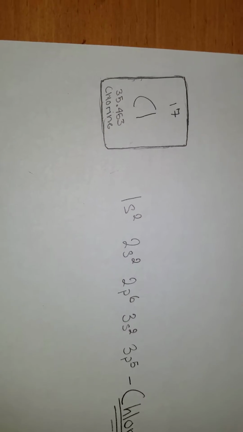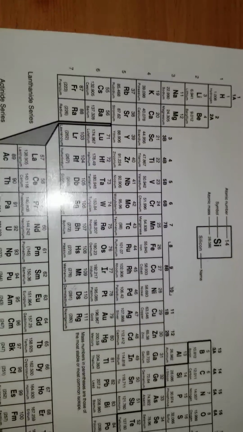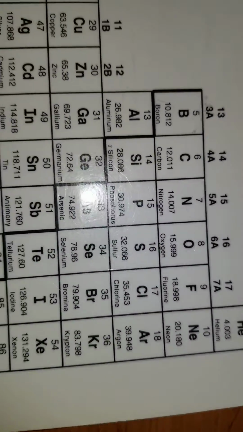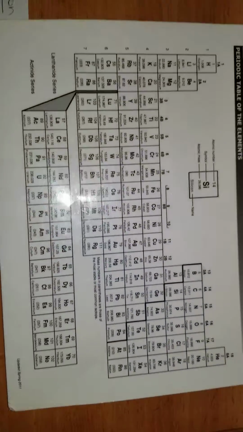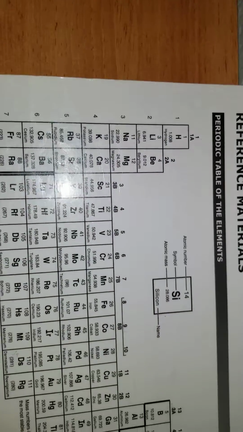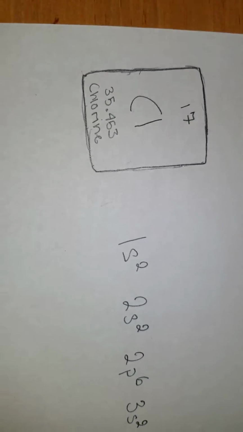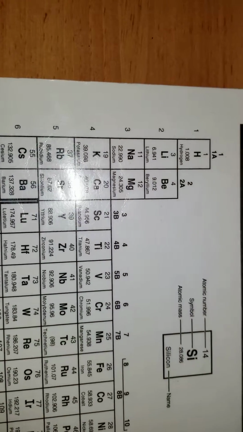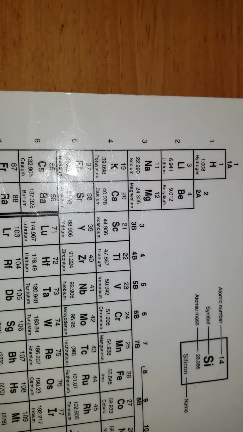The next element is going to be chlorine. We need to locate where chlorine is on the periodic table. Like we did before, we need to start on row 1. Since row 1 falls only on the S block, we'd put 1s to the power of 2. Then we go on to the next row, which is row 2. Then that falls on the S block, which is 2s to the power of 2.